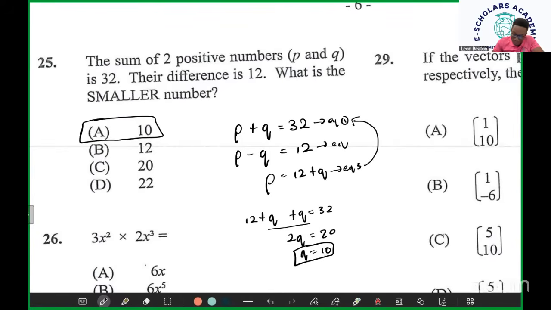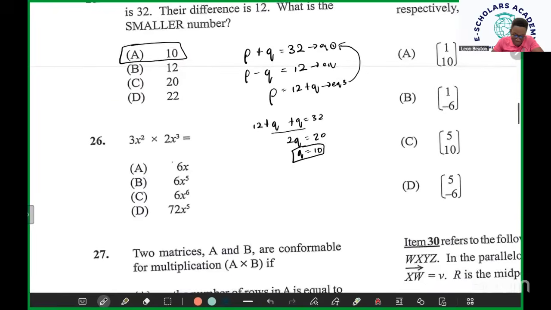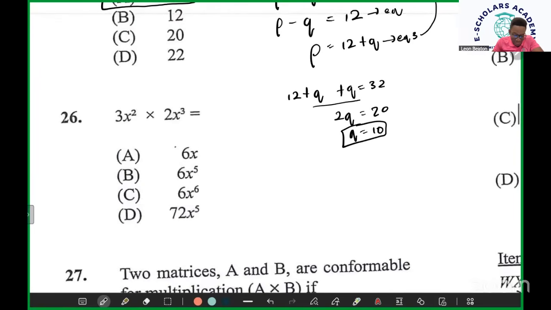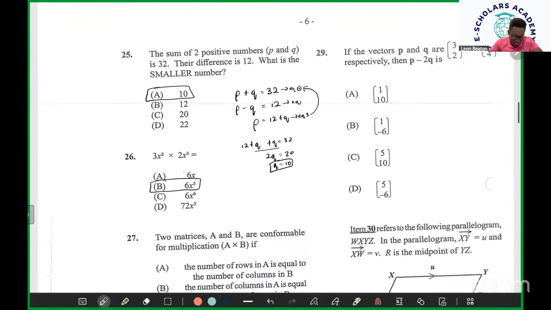So that's that. Number 26 was easy, a giveaway. 3x to the second power times 2x to the third power. X to the second times x to the third, you add the two powers. So this will be 6x to the fifth power, which is B. And that was all the algebra here.